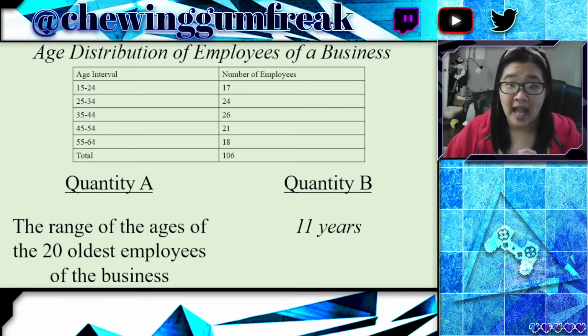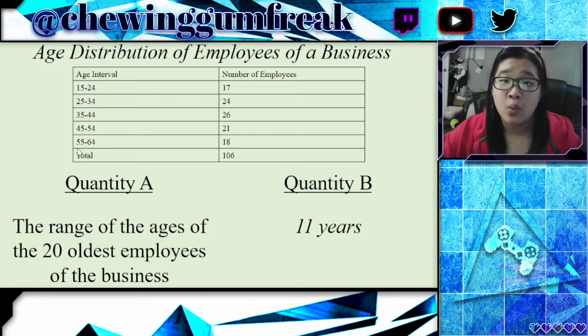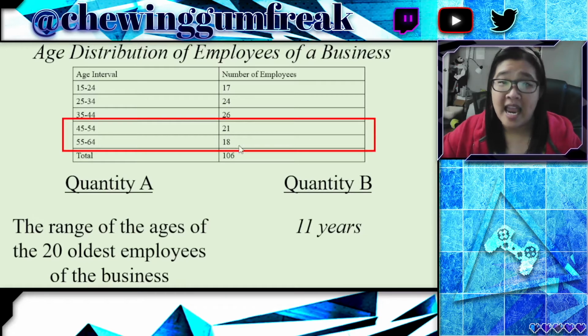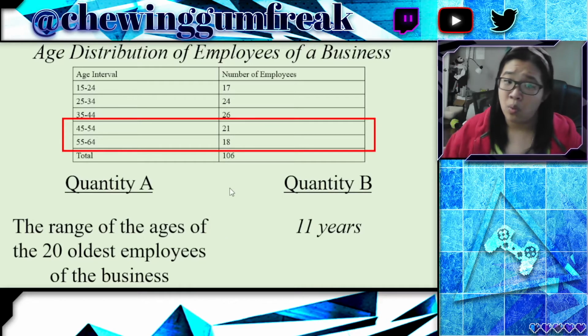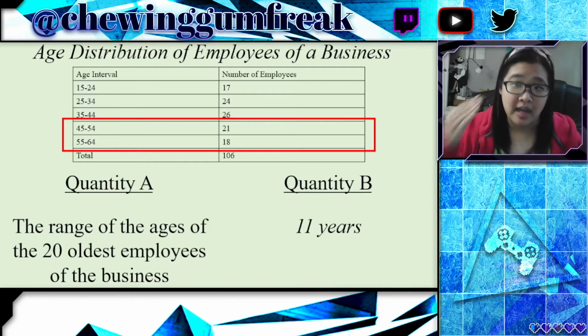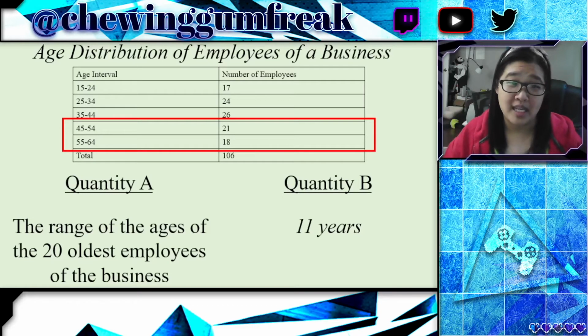So we're looking at the 20 oldest employees of this business, which means we can start by looking here with the age interval 55 to 64. We can see that there are 18 employees that fall under this category. So obviously that's not 20, so we have to go to the next interval, which has 21 total employees in it. So that's the 45 to 54 years.